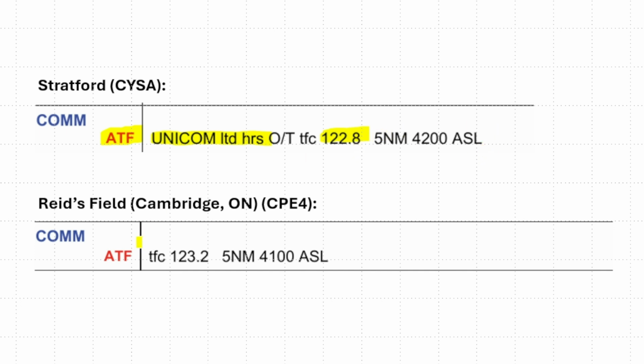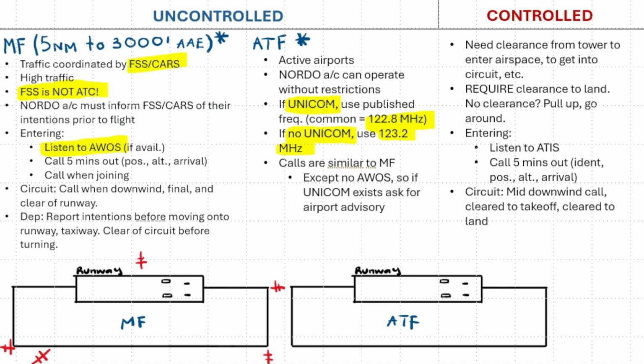And then we have Reeds Field as an example, also an ATF. This one doesn't have a Unicom, so we're going to say Reeds Field traffic, and then we have 123.2 as our frequency. Once again, dimensions are over here. Okay, so when joining the circuit, you'll once again typically join at circuit altitude. There are fewer ways to join the circuit at an ATF, and I believe this is because you no longer have that added layer of safety for mandatory calls. So let me show you really quickly what these are.